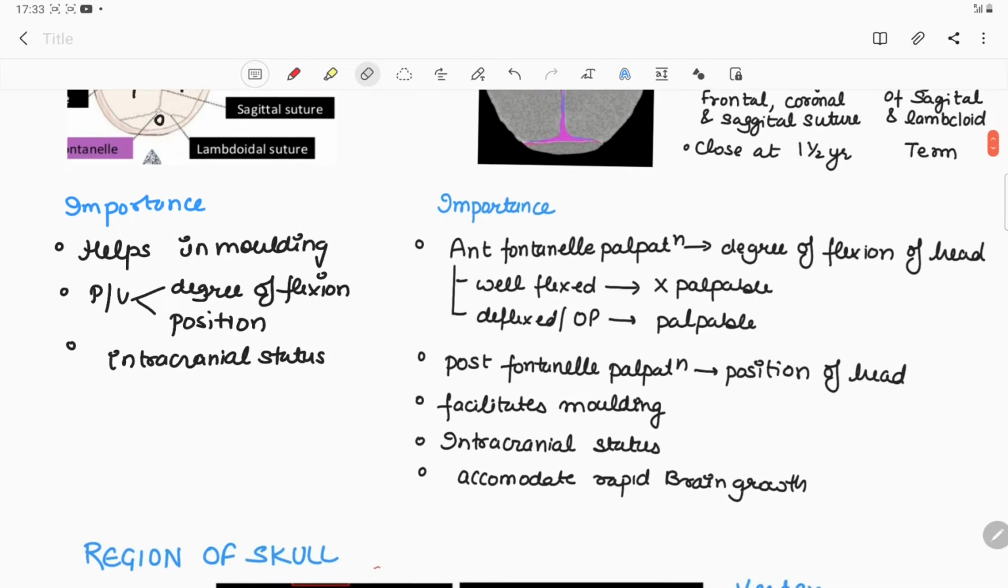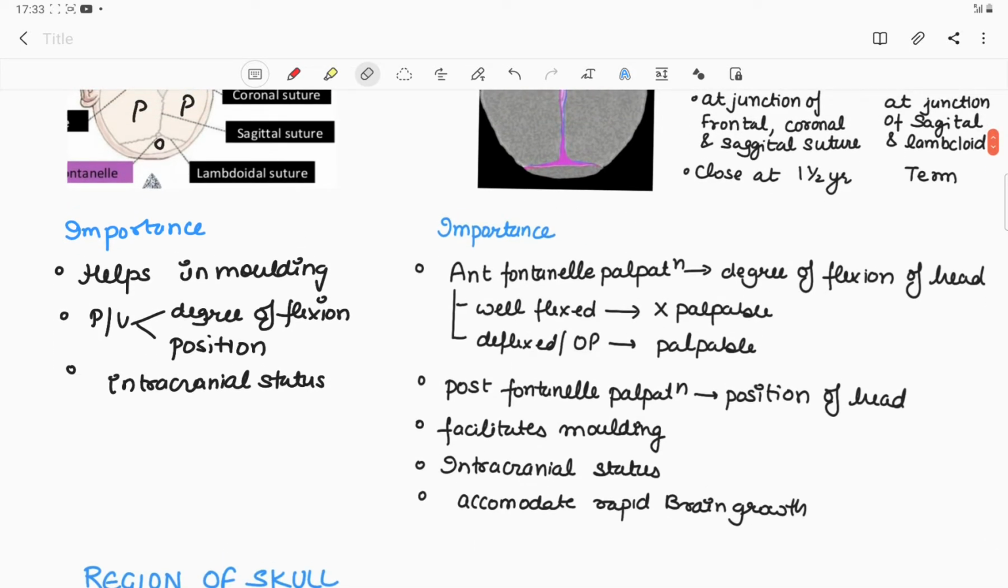Then what is the importance of fontanelles? On palpating the anterior fontanelle, it will tell us about the degree of flexion of the head. For example, if the head is well flexed, then anterior fontanelle will not be palpable, and in deflexed attitude, anterior fontanelle is palpable. Posterior fontanelle palpation will determine the position of the head.